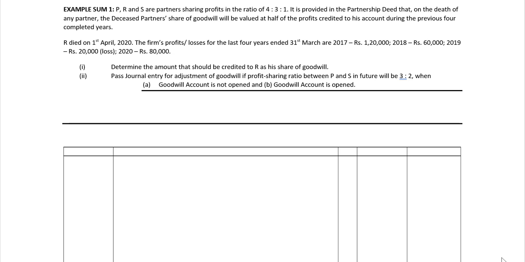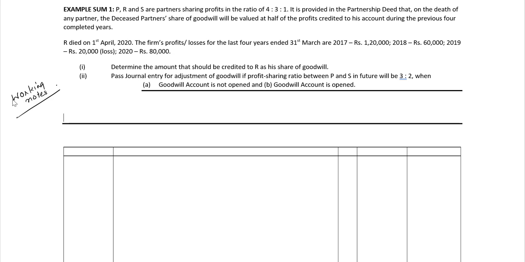Case B, we are asked to pass the journal entry for adjustment of goodwill where the goodwill account is opened. Now in this case, we need to pass two journal entries. One for raising the goodwill in old profit sharing ratio, and the second entry for writing it off in new profit sharing ratio. So we need to arrive at the goodwill of the firm. Let's begin with the working notes.